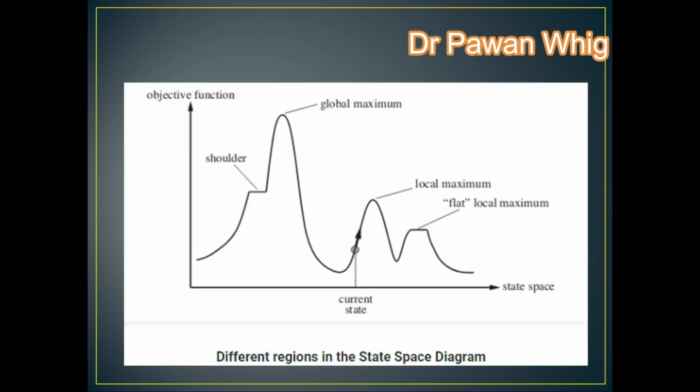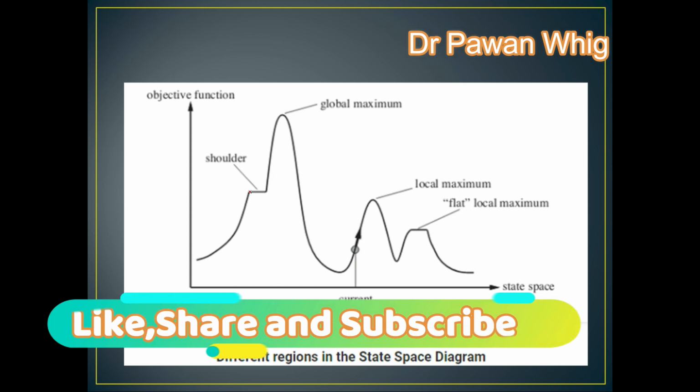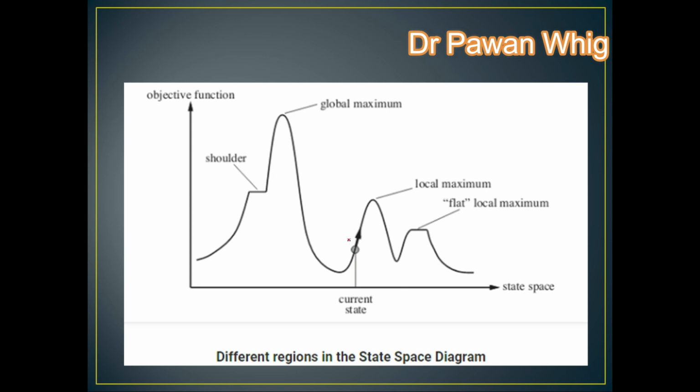Before starting the demonstration, one very important algorithm is left, what we call the hill climbing algorithm. In hill climbing, there are some points called shoulder, global maximum, local maximum, and flat. You have to understand this. Shoulder is a flat path. Global maximum is the top, the goal state that we generally want to achieve. Local maximum is not the global maximum, but it is the maximum among the locals. Flat is also a problem that we have to address.